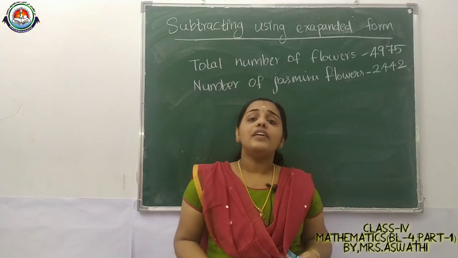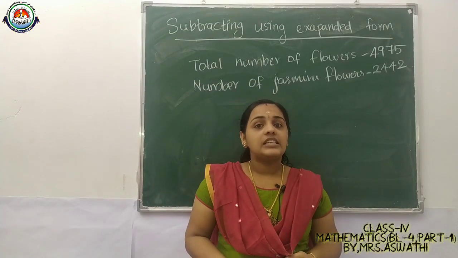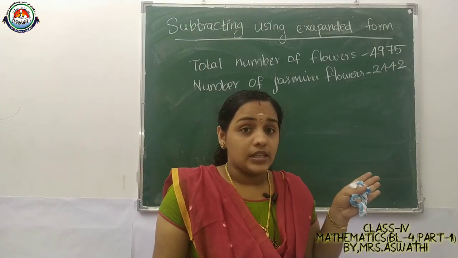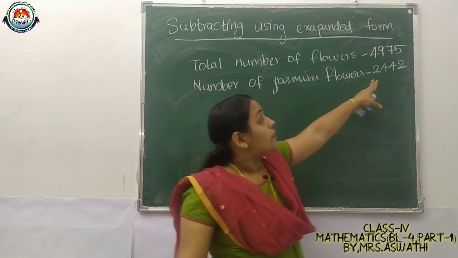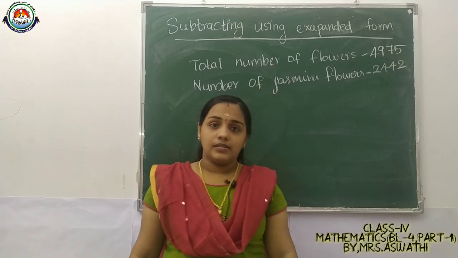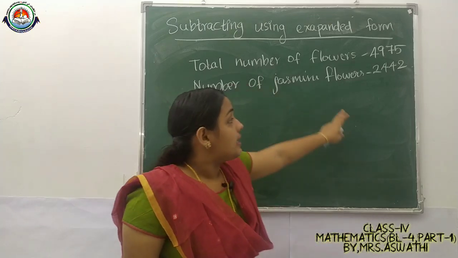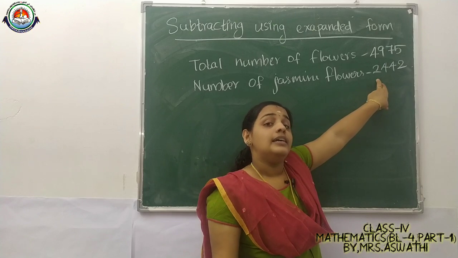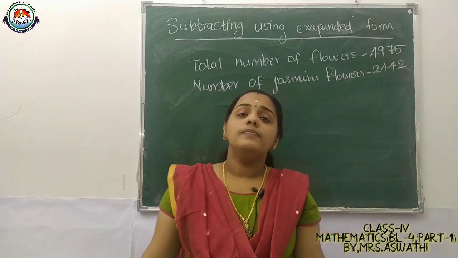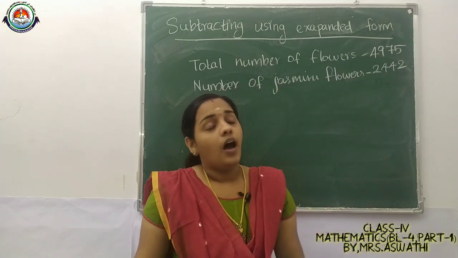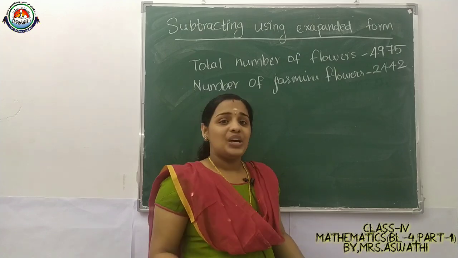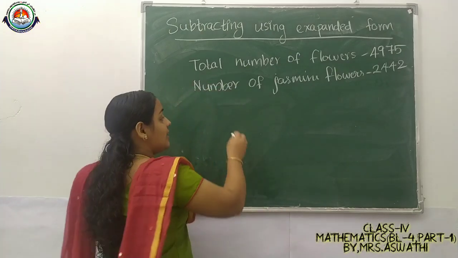So, how can we find the number of roses? We subtract the number of jasmines from the total number of flowers. So, we got the number of roses. Okay, so we can start.